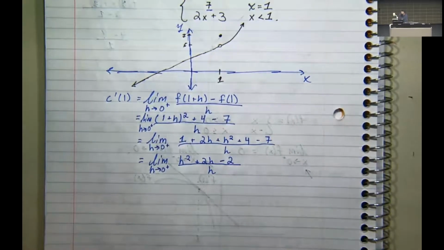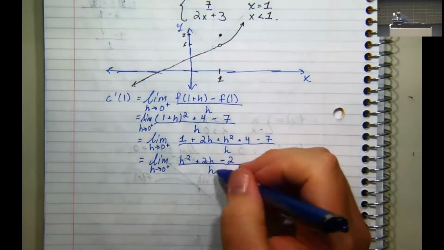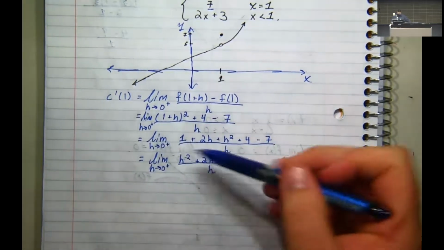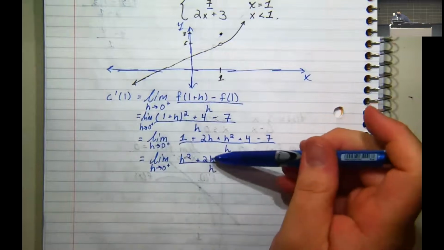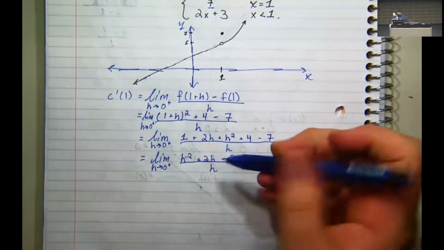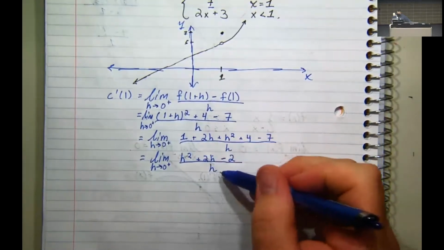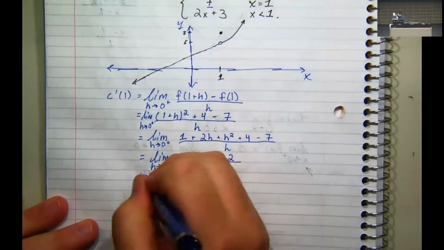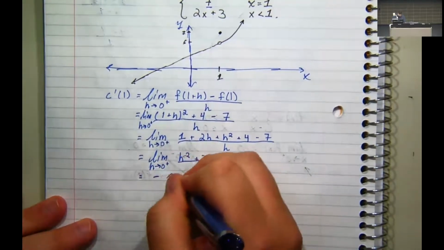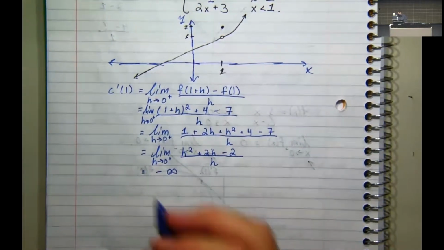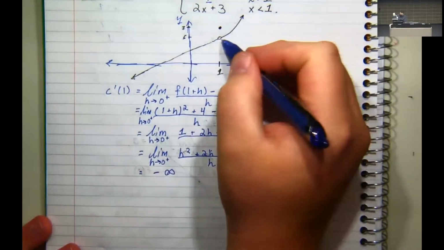If we look at this, there's no way to remove this h. But if we were to sub in at this point, we would get 0 and 0 minus 2, so a negative at the top, and at the bottom we're approaching 0 from the positive. So we know from our rules of limits that this is equal to negative infinity. And so that is our limit from the right.